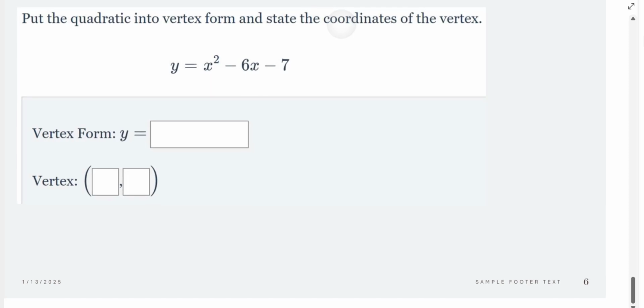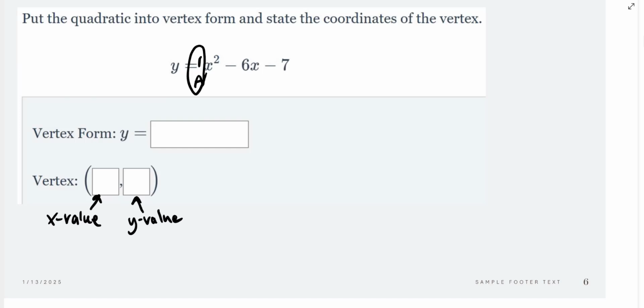Okay, the last type of question on this test is the same thing. They're going to be asking you to convert to vertex form, and it just has the extra part that it wants the vertex, which would be the x value and the y value. So first, let's identify what is A, B, and C. A is 1. B is negative 6. And C is negative 7.